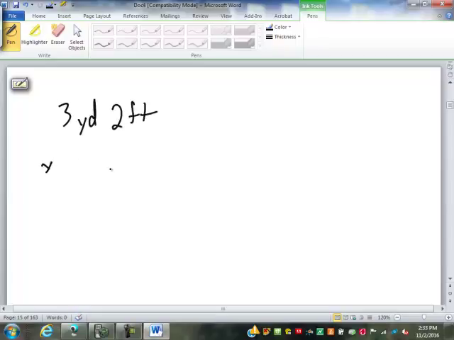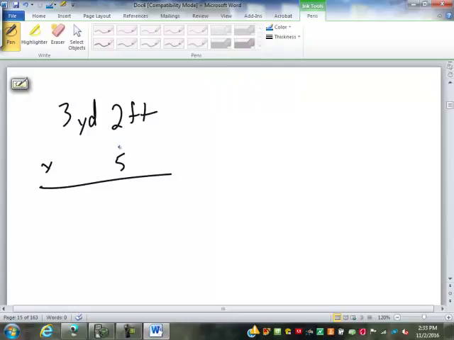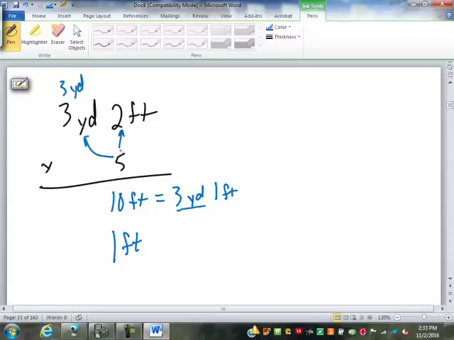We might have 3 yards, 2 feet times 5. So we start out with 5 times 2 feet makes 10 feet. Well, how many yards go into that? How many times does 3 go into 10? 3, so it'll be 3 yards with how much left over? 1 foot. 3 times 3 would be 9, so out of 10 there's 1 left over. So I keep the 1 foot and I carry the 3 yards. 5 times 3 is 15, plus the 3 that we carried is 18 yards.